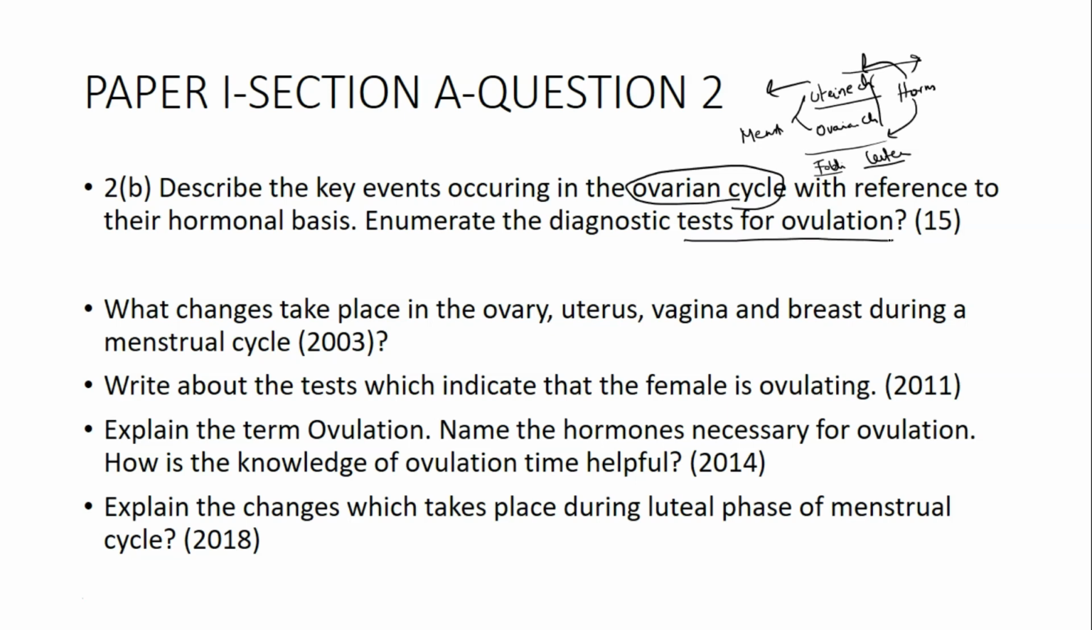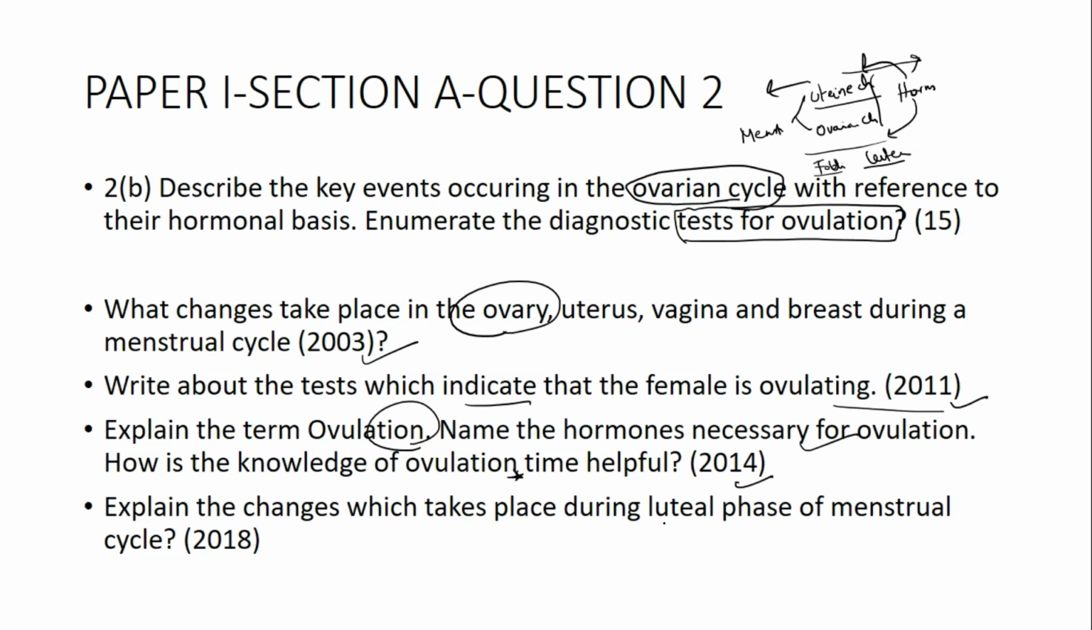And tests for ovulation, always the examiner's favorite thing, and we did discuss it in class, and we also have discussed it in the test series. So what changes take place in the ovary was asked in 2003. What are the tests which indicate whether the female is ovulating was asked in 2011, and explain ovulation, what are the hormones which are necessary for it, and what are the tests, why it is important to know the ovulation time, because you can predict the fertility period, right? It's as simple as that.